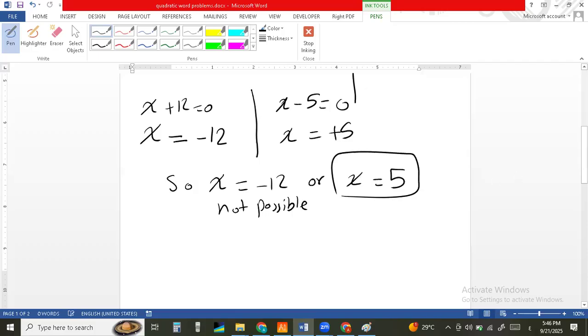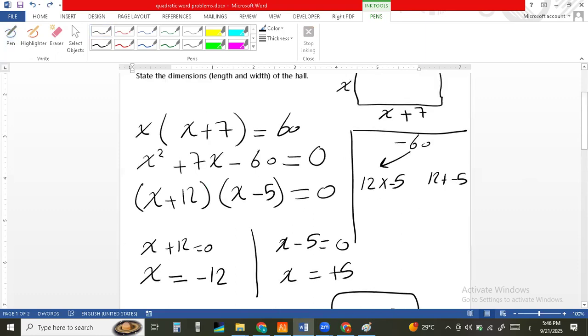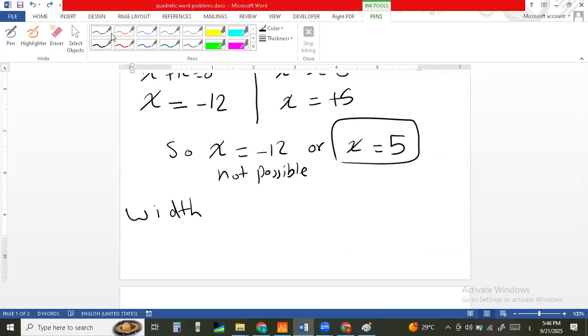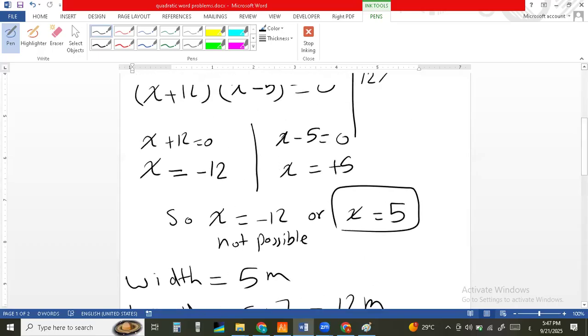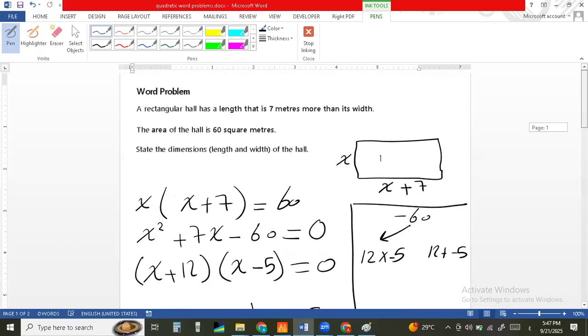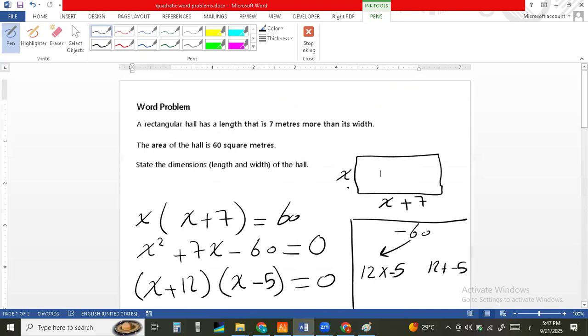The width is equal to 5. Length, we said what? We said the length is 7 meters more than the width. So 5 plus 7, which is 12 meters. That's it. You see how the question started? Very unclear. I do not know what I'm supposed to do. Draw the square and everything will make sense to you.